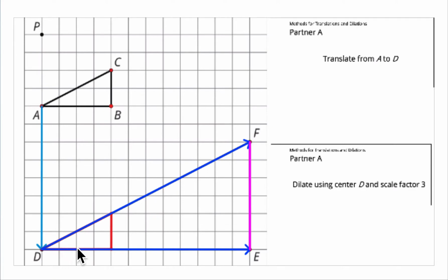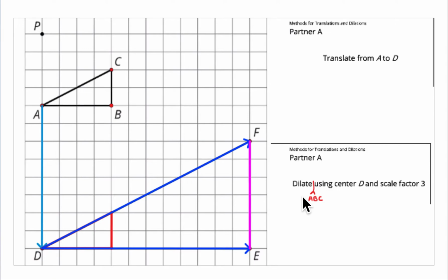I still think it's okay, but if you add the fact that you're dilating triangle ABC using center D, then I think it's clearer. So you might want to add this to it. I'm going to dilate triangle ABC using a center of dilation of D, and that makes more sense. Still, I would be more comfortable if they said using a center of dilation of A.